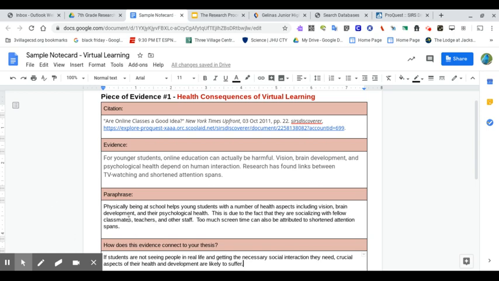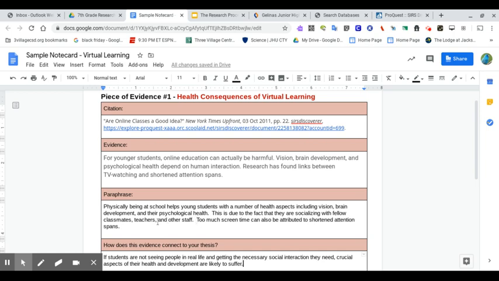And then you're going to go ahead and paraphrase. So we have the direct quote, but now I need to put it into my own words. So I'm going to go ahead and read it a couple times to make sure that I really understand what the information is saying, and then turn it into my own words using my own voice.